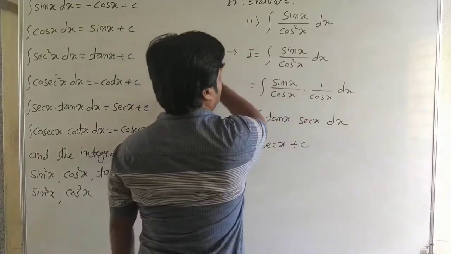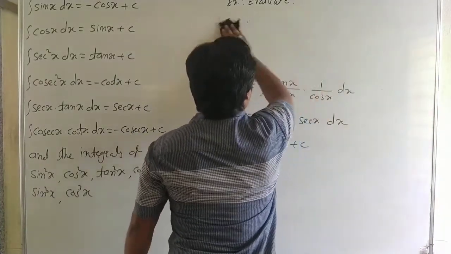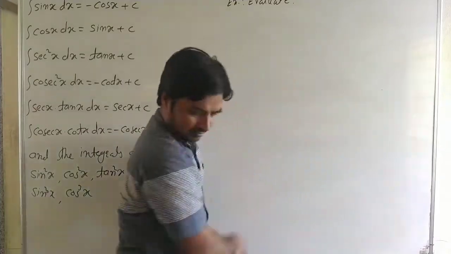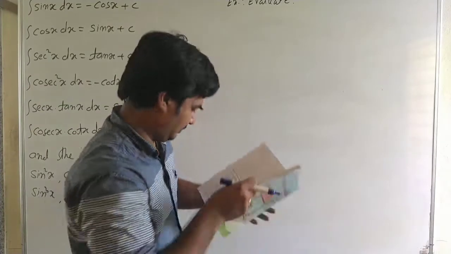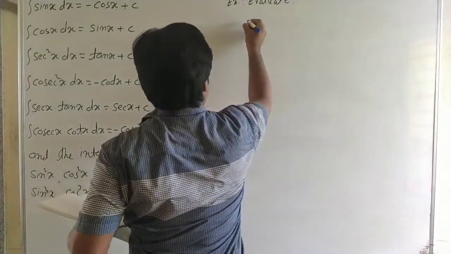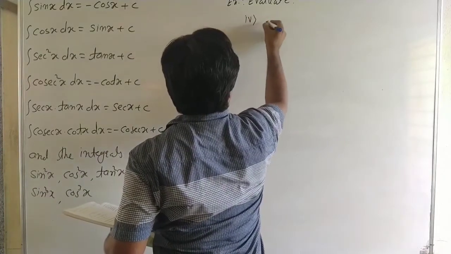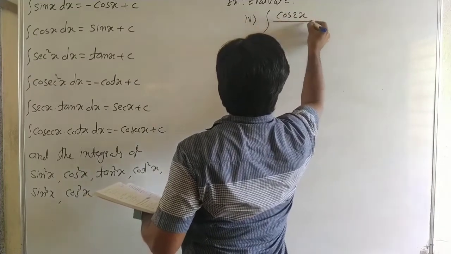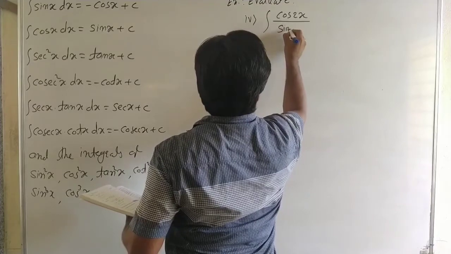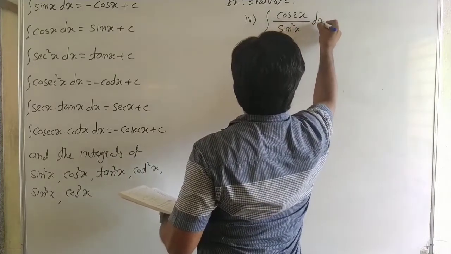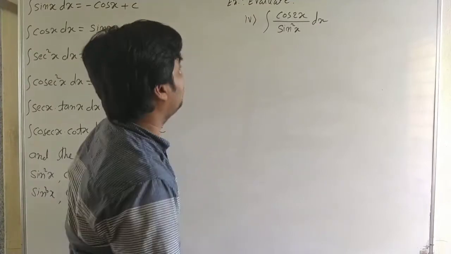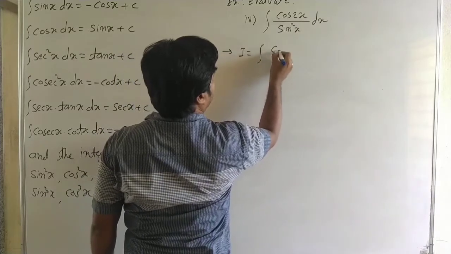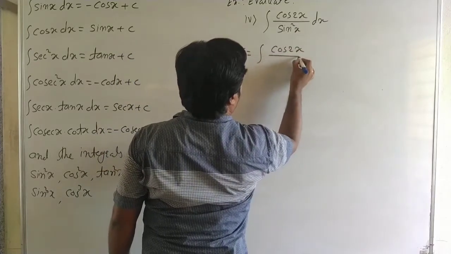Now next, it is the fourth example: the integral of cos 2x upon sin square x. Again here we use the trigonometric formula for cos 2x. Here the integral of cos 2x upon sin square x.